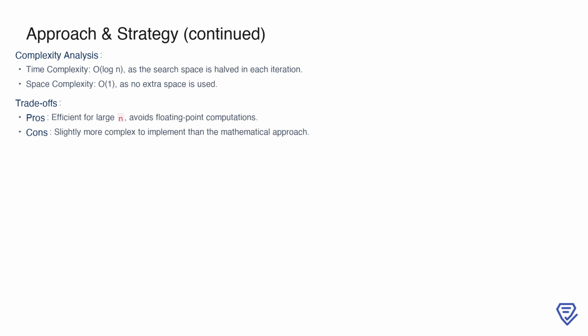The binary search approach offers a time complexity of O(log n), as the search space is halved with each iteration, making it highly efficient for large inputs. Its space complexity remains O(1), as no additional memory is used apart from a few variables for the search. The advantage of this method is that it avoids the floating point computations required in the mathematical approach, which can be helpful in scenarios where precision is critical.